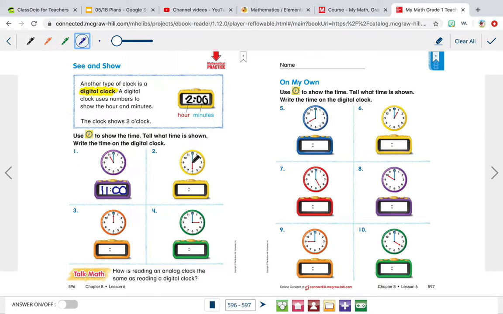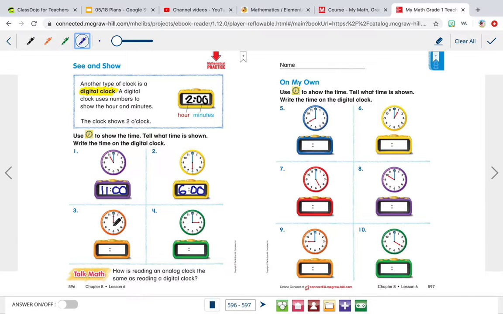Now we're going to look at this. We look at the minute hand first. The minute hand is on the 12. That means that if the minute hand is on the 12, we're going to have 2 zeros here. And the hour hand is going to be on the 6. So because the hour hand is on the 6, we're going to put 6 here, making it 6 o'clock.